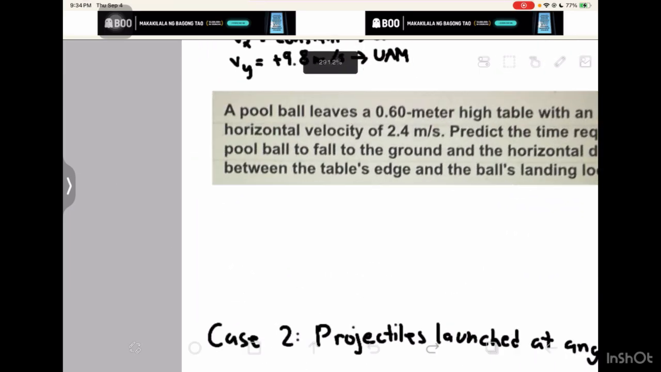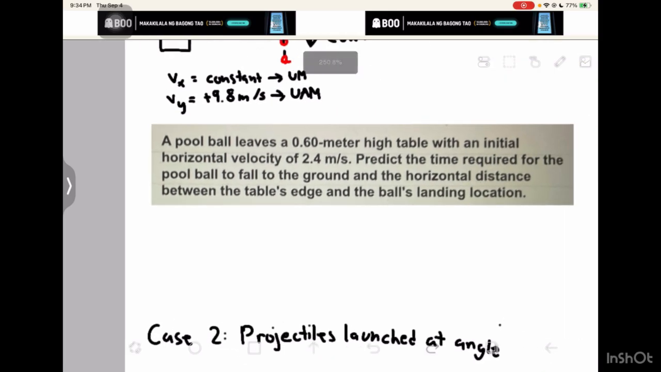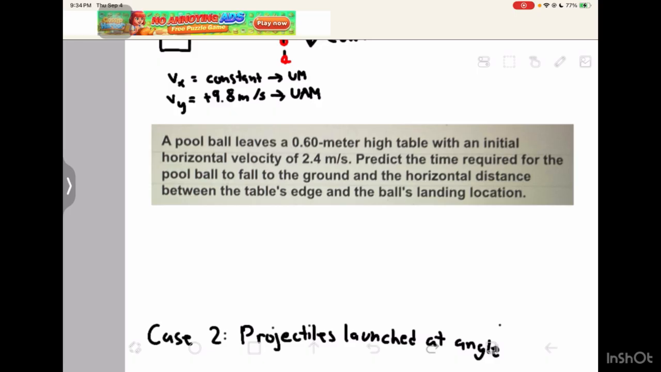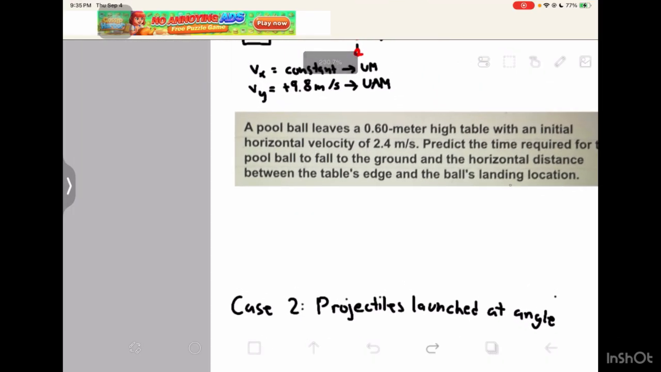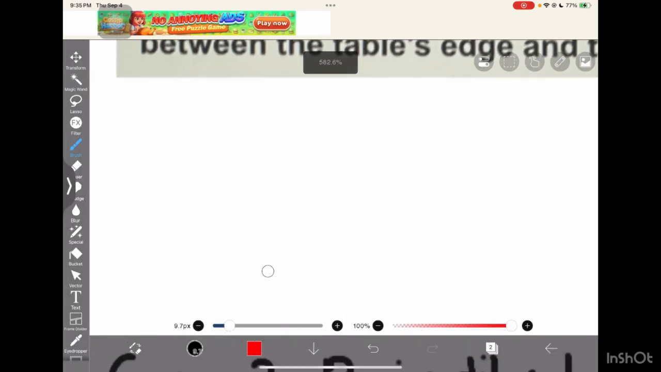So let's do that. A pool ball leaves a 0.60 meter high table with an initial horizontal velocity of 2.4 meters per second. Predict the time required for the pool ball to fall to the ground and the horizontal distance between the table's edge and the ball's landing location. Okay, for the previous discussions, I think you could have gotten away without drawing this. I'll be real with you, I don't think we can do this without an illustration, so let's illustrate.